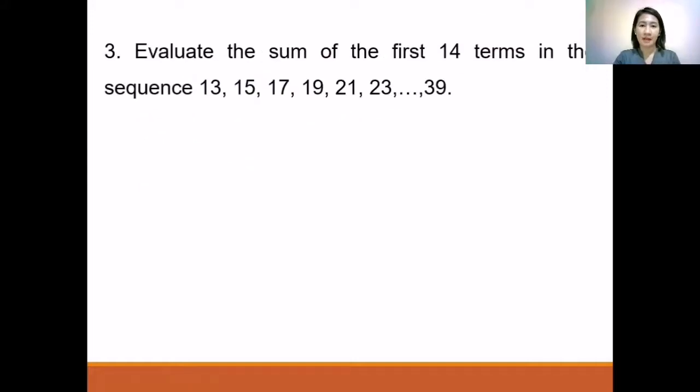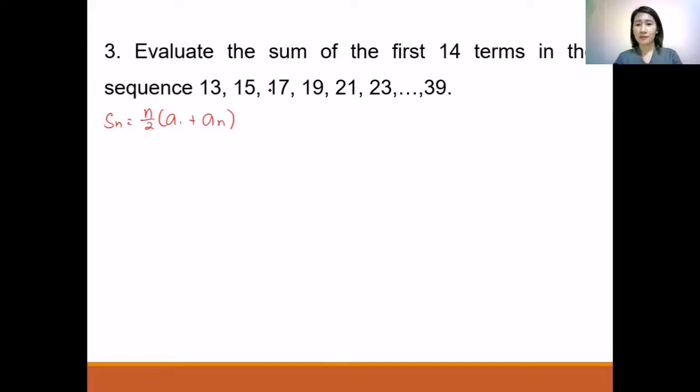For the third example, we have evaluate the sum of the first 14 terms of the sequence 13, 15, 17, 19, 21, 23 to 39. So in this example, we're supposed to get the sum of the first 14 terms. But as you can see, in this problem, you are given the first and the 14th term. So it means you can actually use the second formula, S sub n is equal to n over 2 multiplied by a sub 1 plus a sub n. Okay?